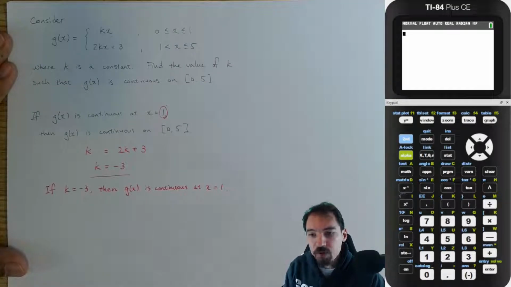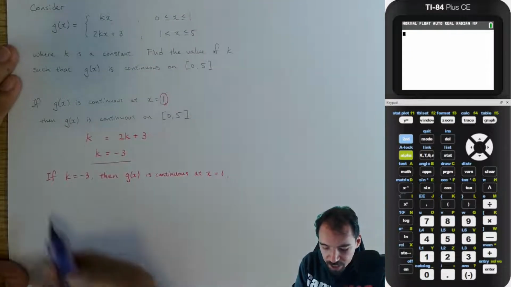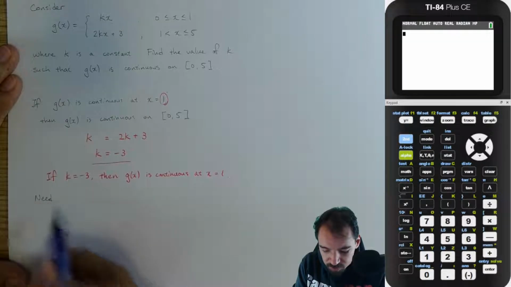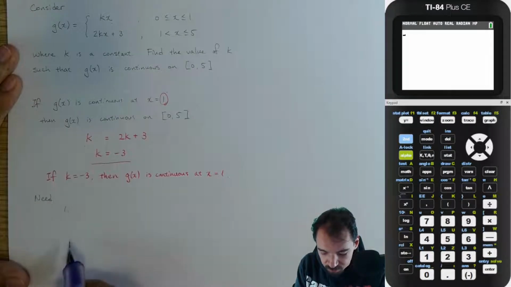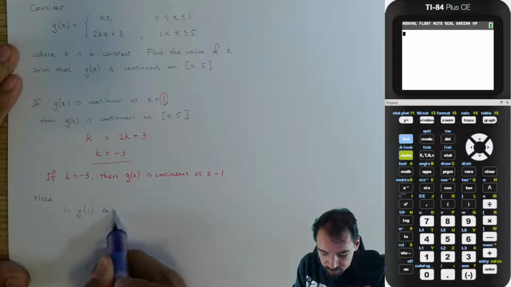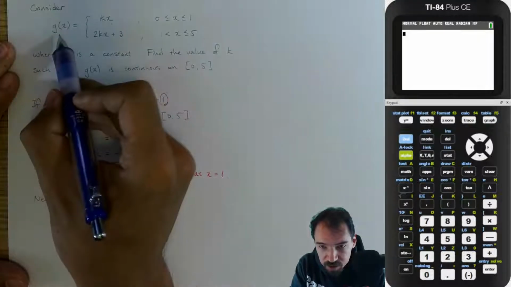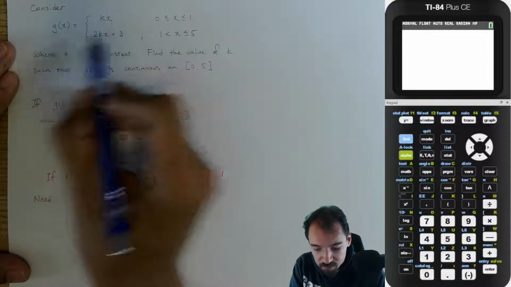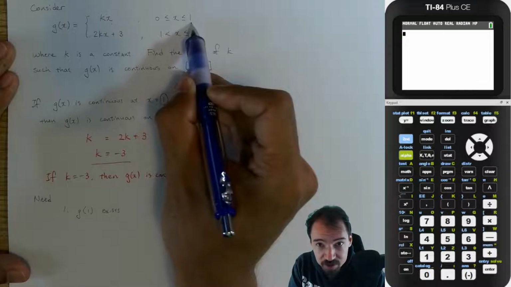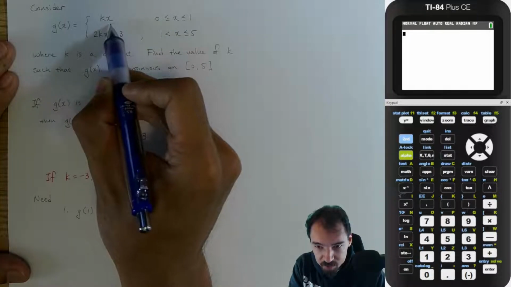Okay. But I want you to remember that behind the scenes, what's actually occurring is you need to demonstrate that, number 1, g of 1 exists. Okay, you need to be able to take x equals 1 and plug it into the function and get an output. So we have to approach the branch or the piece where x is actually equal to 1. So I would plug it into here, and I would say that's going to give me k times 1.